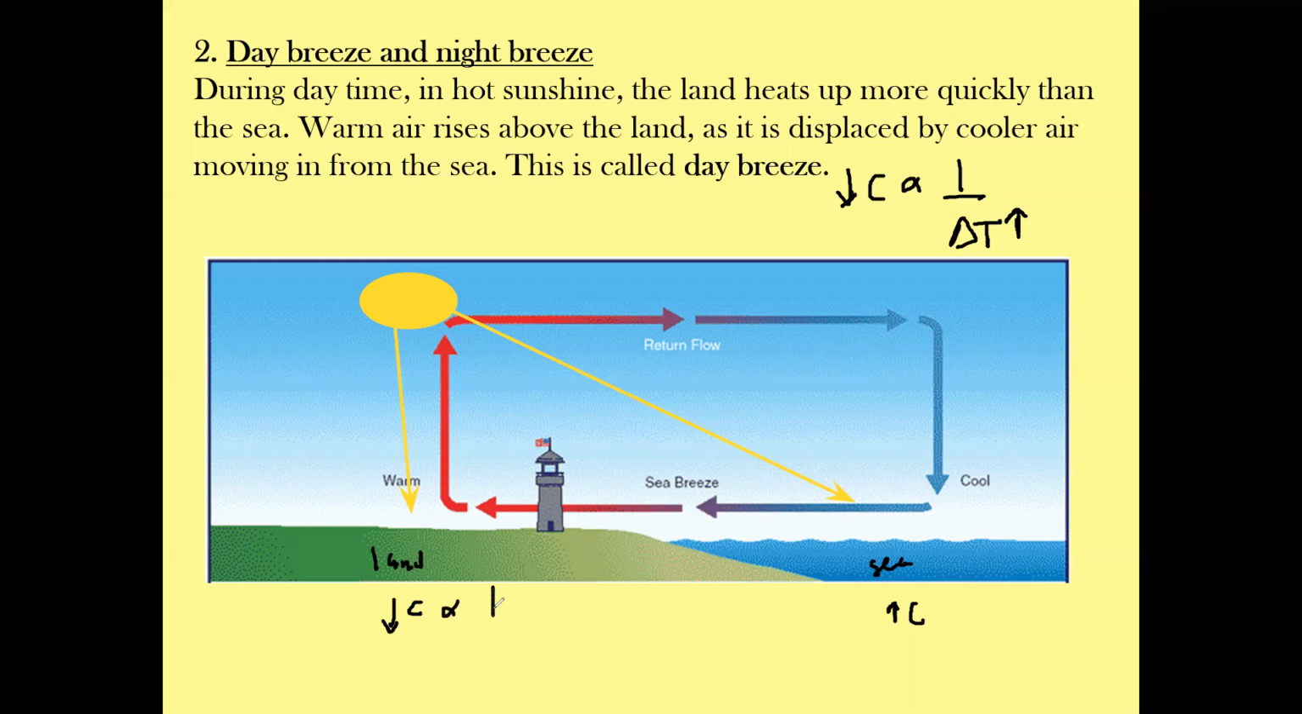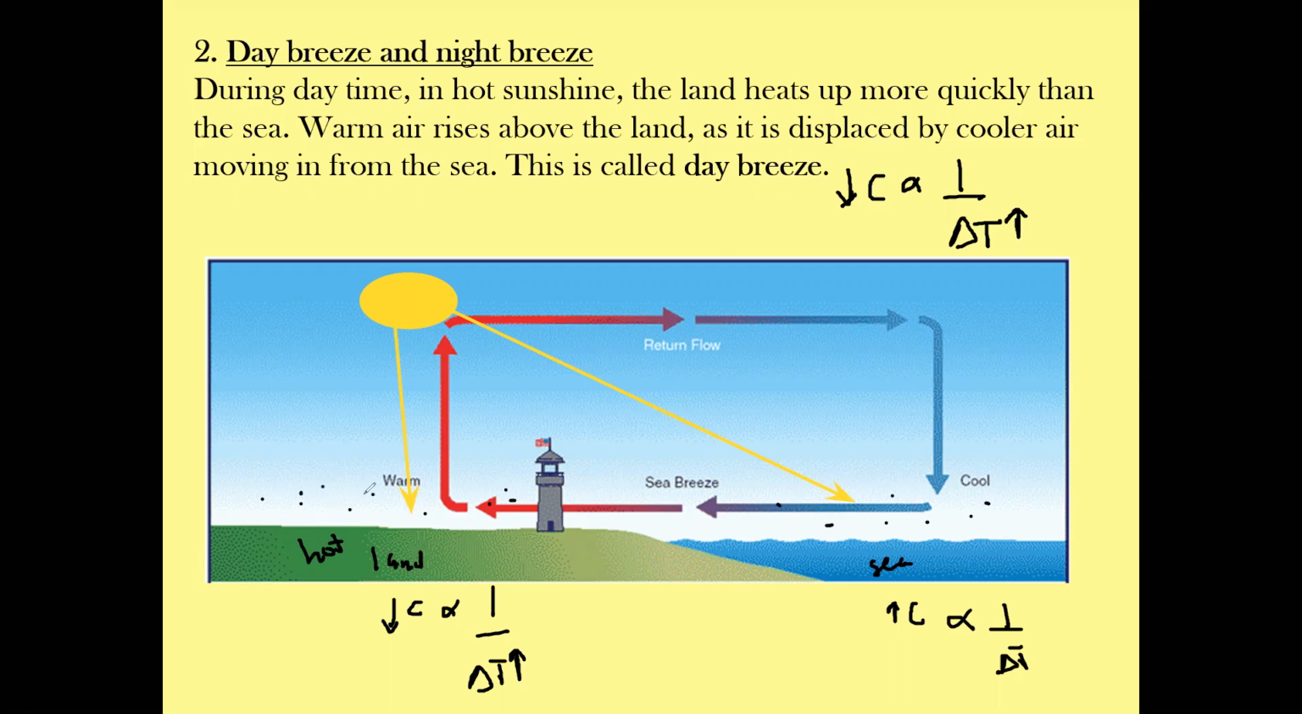So for the same amount of energy supplied, if specific heat is less, the temperature change for land is greater. The specific heat of sea is more, so its temperature change will be smaller. So as the temperature change for the land is more, the land will become hot. So as the land becomes hot, there are air particles above the land and there are air particles above the sea.